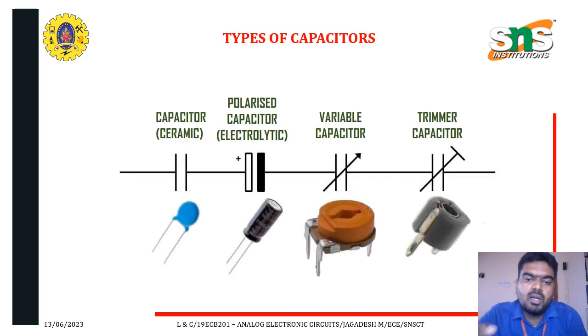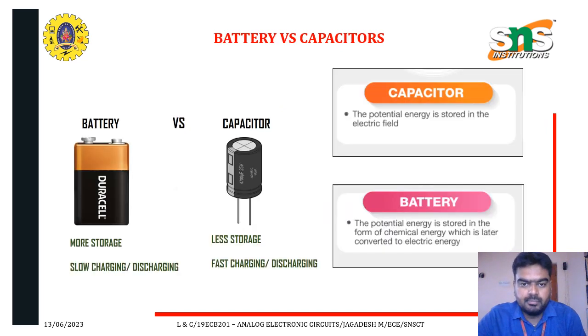So these are all the types of capacitors: ceramic capacitor, electrolytic capacitor, variable capacitor, and trimmer capacitor. Based on our need, requirement and application, we can use any one of the capacitors accordingly. And we usually have a doubt between capacitor and battery, because we discussed just now that the capacitor stores energy. So instead of a battery, we can use a capacitor in many applications, right?